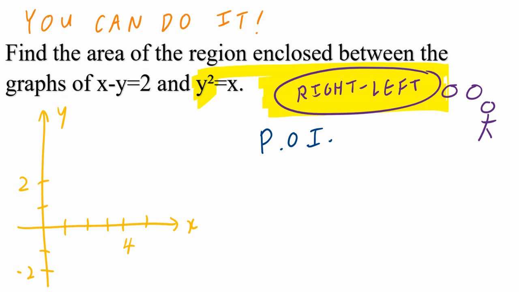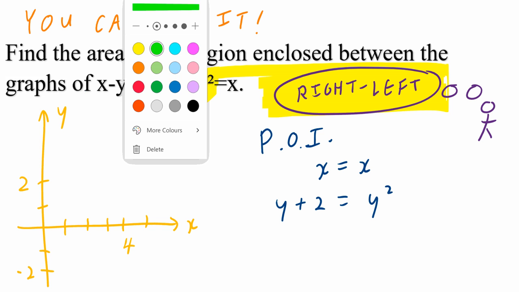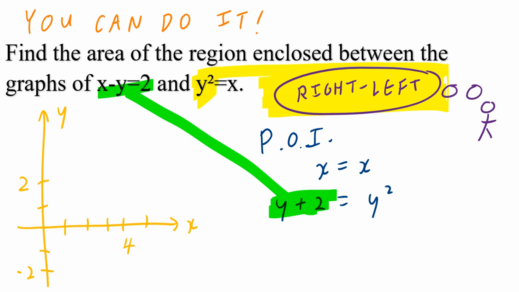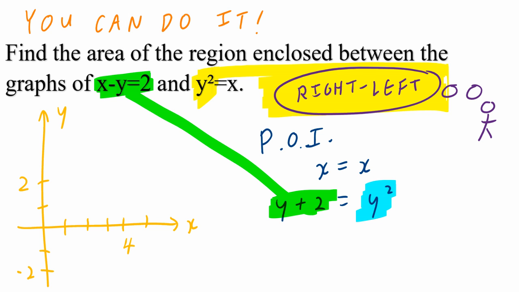So again, if you want to find the POI, instead of saying y equals to y, we're going to write down x equals to x. On the right-hand side, x equals to y squared. On the left-hand side, again, here comes the mental math. If you isolate for x, x is going to be y plus 2. Again, just to be very clear, this came from the first graph. And the second part, y squared, came from the second graph, just like that.